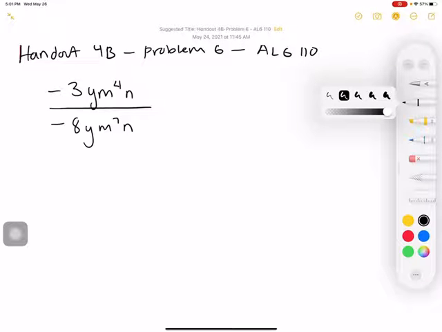First of all, remember that the rules of exponents only apply to variables that have exponents. For example, in this case, m to the power of 4 divided by m to the power of 7, you apply the rules of exponents to those two. But the 3 and the 8 are not exponents. Those are just constants or normal numbers, and they have to be divided normally, 3 divided by 8. There are no rules of exponents involved there.